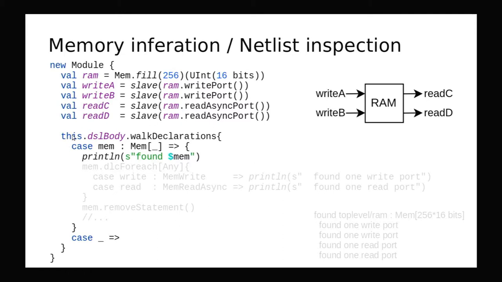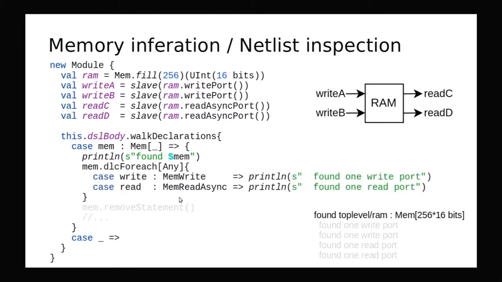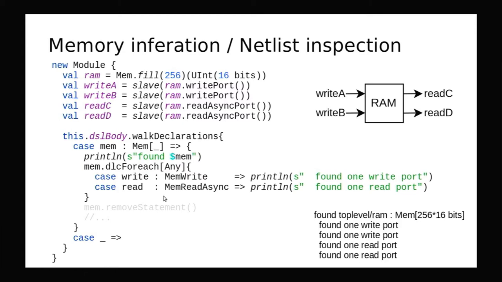Like saying, okay, in the current module, walk all the declarations done. If you find one, for each one of the memory type, then execute this block of code. So here we have pattern matching. You will get this in the terminal because it will find this memory. And then you can iterate over all the memory ports of a given memory, to count how many write ports there are, how many read ports there are. And if you know that it will make issues, then you can modify the netlist.